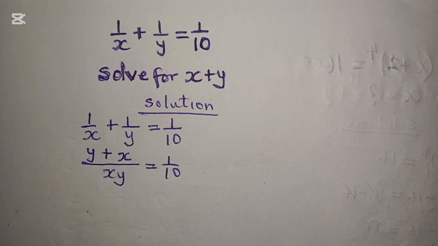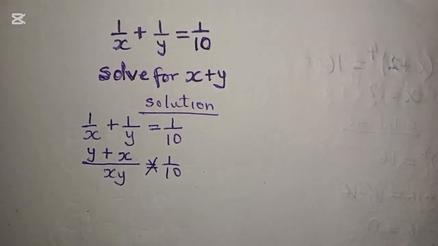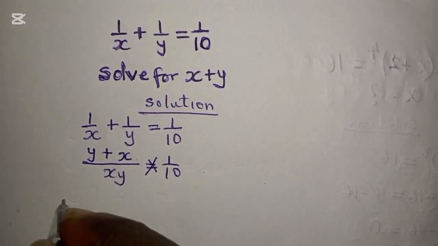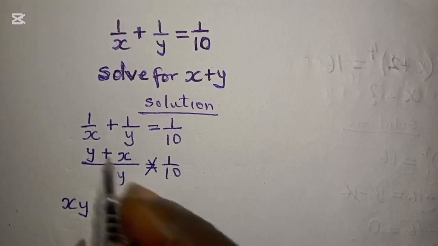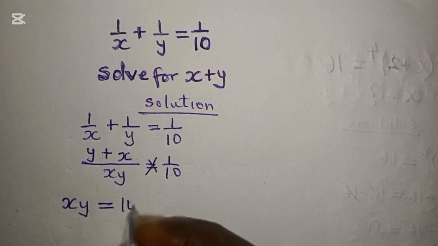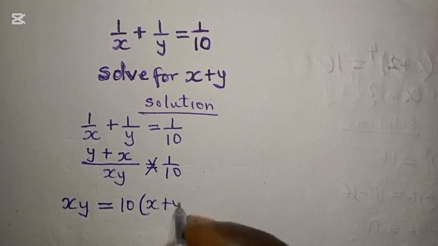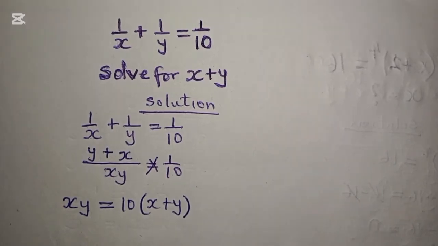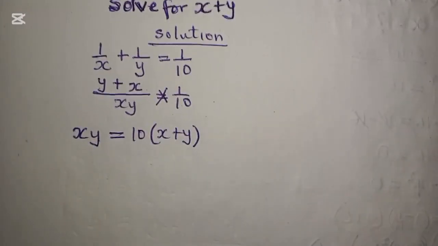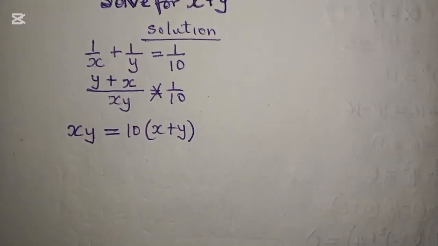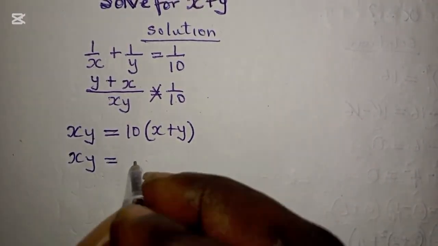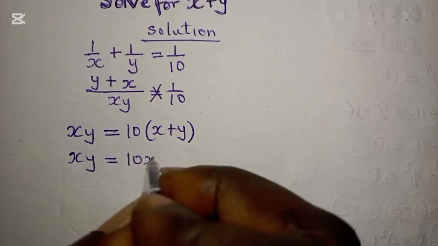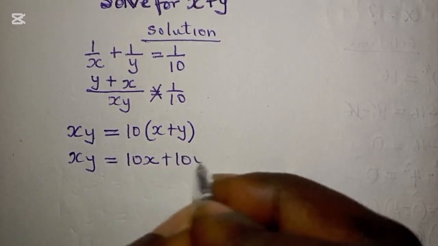So let's cross multiply. If we cross multiply, we are going to have xy times 1, that gives us xy, equals 10 times (x plus y). So we can open the bracket here. If we open the bracket, we are going to have xy equals 10x plus 10y.